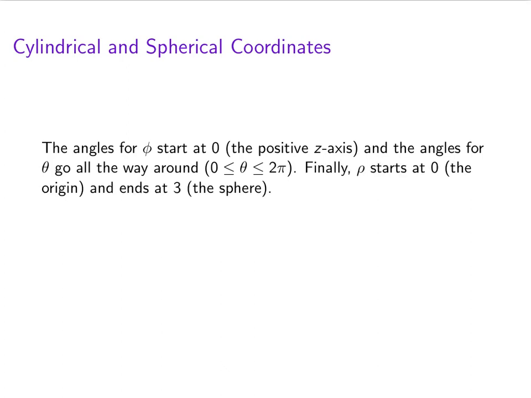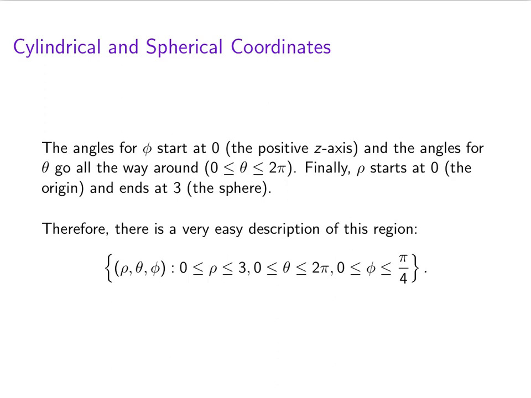And finally, rho starts at 0. That's at the origin. If rho is equal to 0, you're at the origin. And ends at 3. That's on the sphere. So, we put all this together and get a very easy description of this region. Our ice cream cone looks like the set of all points, rho, theta, and phi, where rho is between 0 and 3, theta is between 0 and 2 pi, and phi is between 0 and pi over 4. That's a nice description of this region.